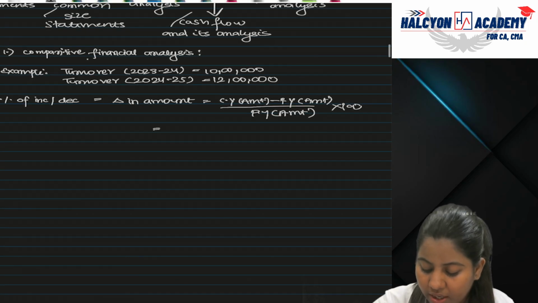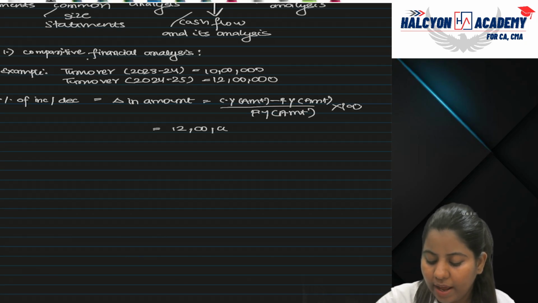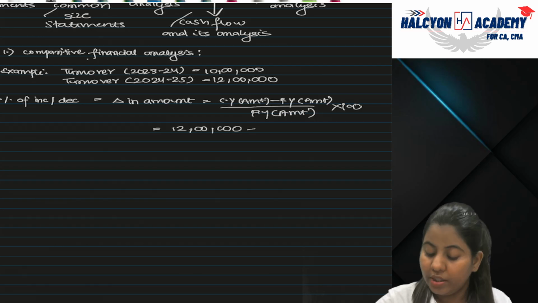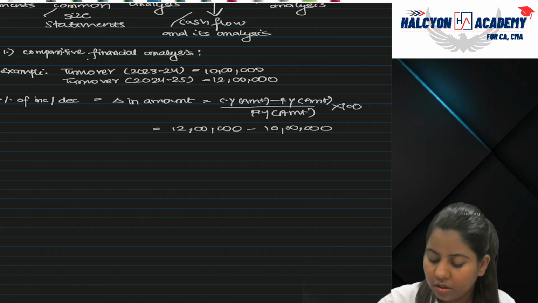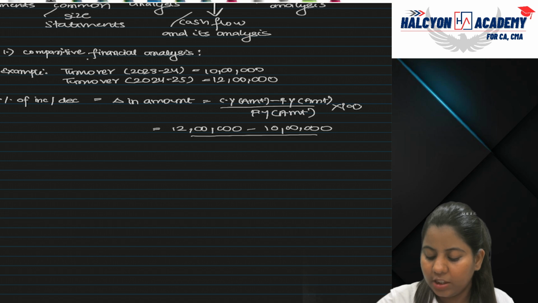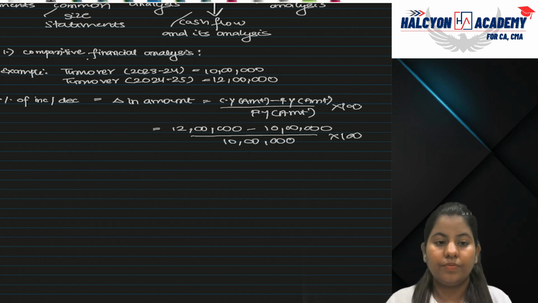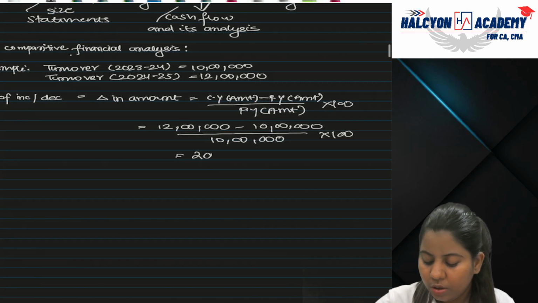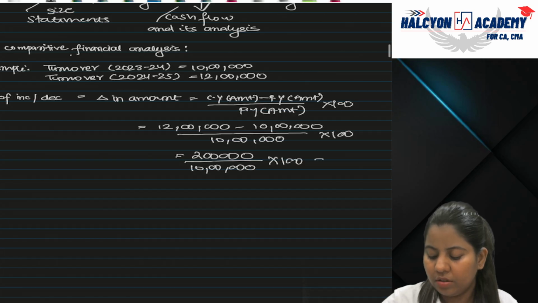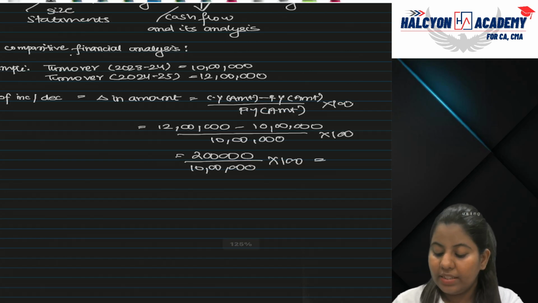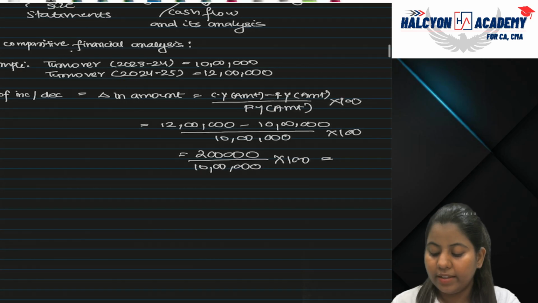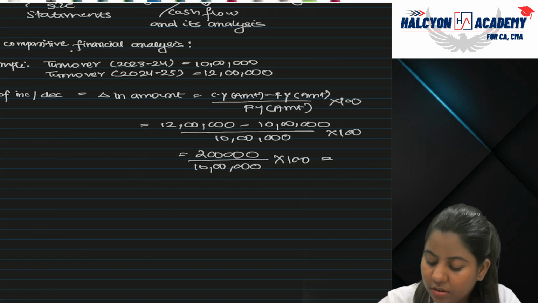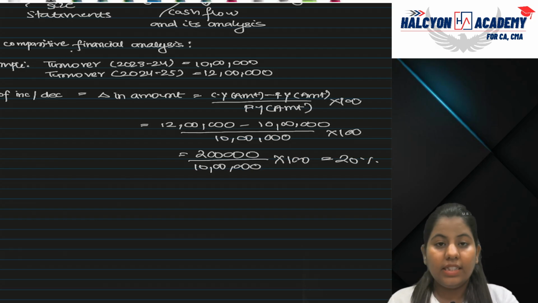So current year amount is 12 lakh, previous year amount is 10 lakh, divided by the base, that is previous year amount 10 lakh rupees, into 100. So it will be 2 lakh rupees divided by 10 lakh into 100. Please calculate it and tell me the answer. It will be 20%, right?